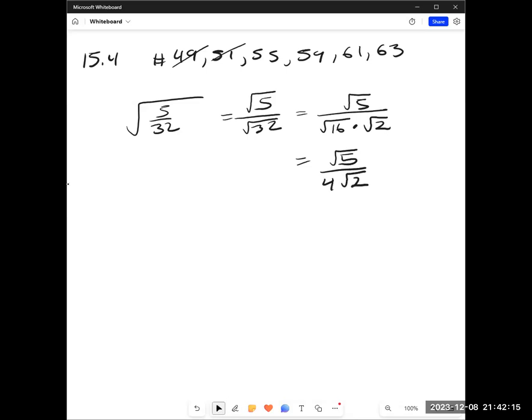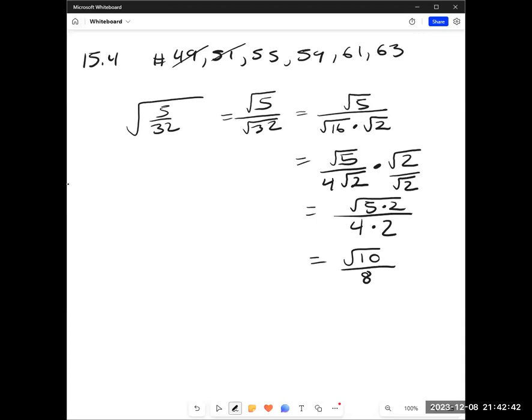The square root of 2 is the only irrational part that's left in the denominator. So I need to multiply by square root of 2 over square root of 2. That's going to leave me a 4 times 2 in the denominator and a square root of 5 times 2 inside the square root sign in the numerator. It's the square root of 10 divided by 8. I make sure it's clear that the fraction is not inside the square root sign.